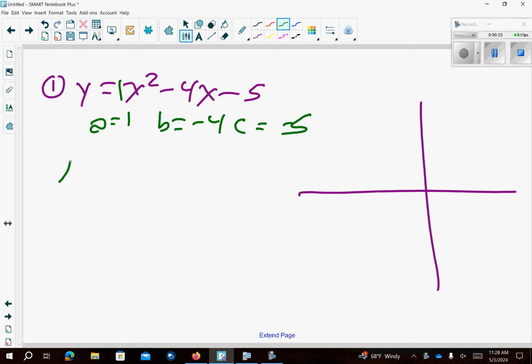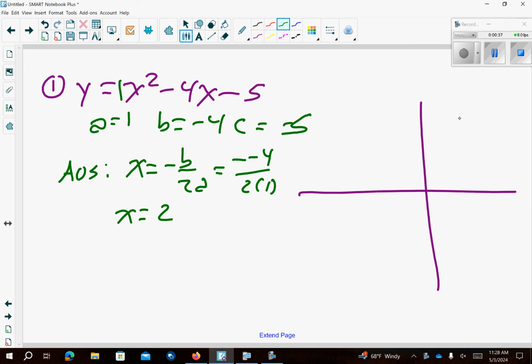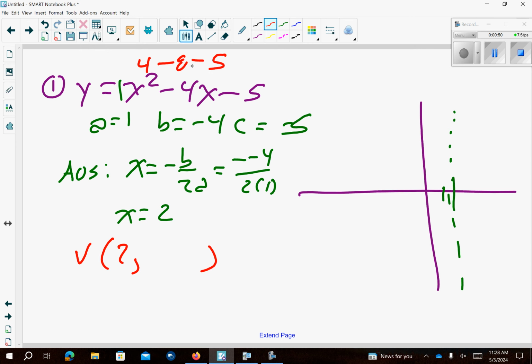So I need to figure out the axis of symmetry. The axis of symmetry is, remember, x equals -b over 2a, which is -4 over 2 times 1. So that's going to give me 4 over 2, so x equals 2. That means that our vertex is going to be at 2 comma something. So I'm going to take that 2, plug it in, so that becomes 4 minus 8 minus 5.